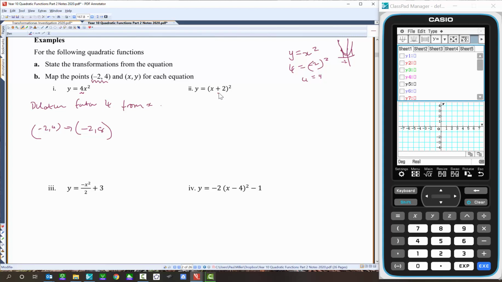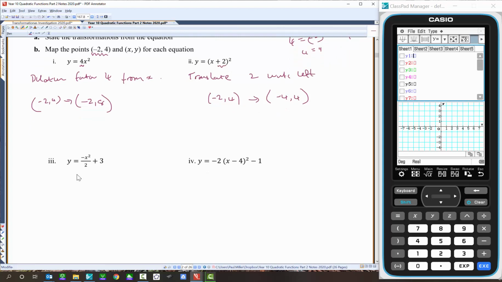This one has an h value of positive 2. What that will do is translate 2 units left. Again, that is a little counterintuitive, so just be careful of that. So 2 units to the left. The point negative 2, 4 will actually become negative 4, 4, when I move that point 2 units to the left.